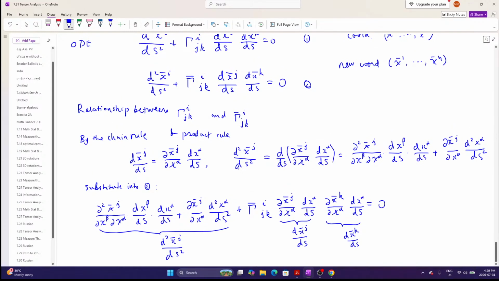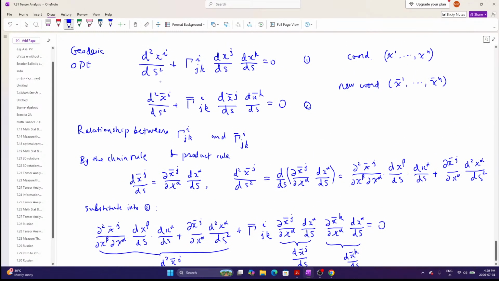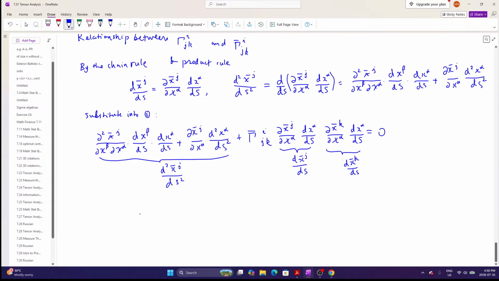So 1 is what? 1 is this thing. So this is a mess. So what do we need? Well, we need d squared x^i over ds squared. So we need this thing to be isolated. So to do that, we need to multiply both sides by the inverse matrix, so essentially you want to create a Kronecker delta. That's what you wanted.